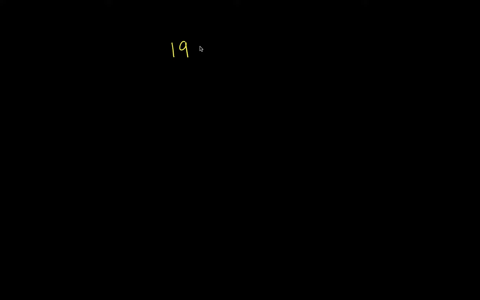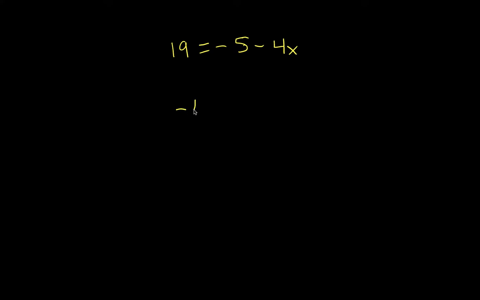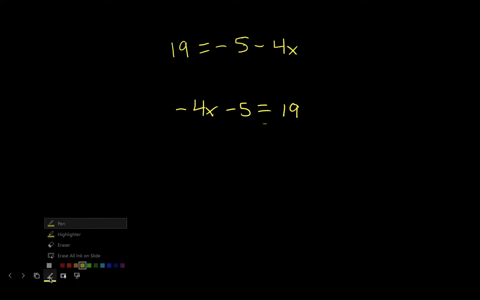So example number 1 is 19 is equal to negative 5 minus 4x. The first thing we're going to do is I recommend rewriting it. All we're going to do is flip it just a little bit. So, negative 4x minus 5 is equal to 19. So all you have to do, just rewrite it. Flip the problem. But now let's start solving.